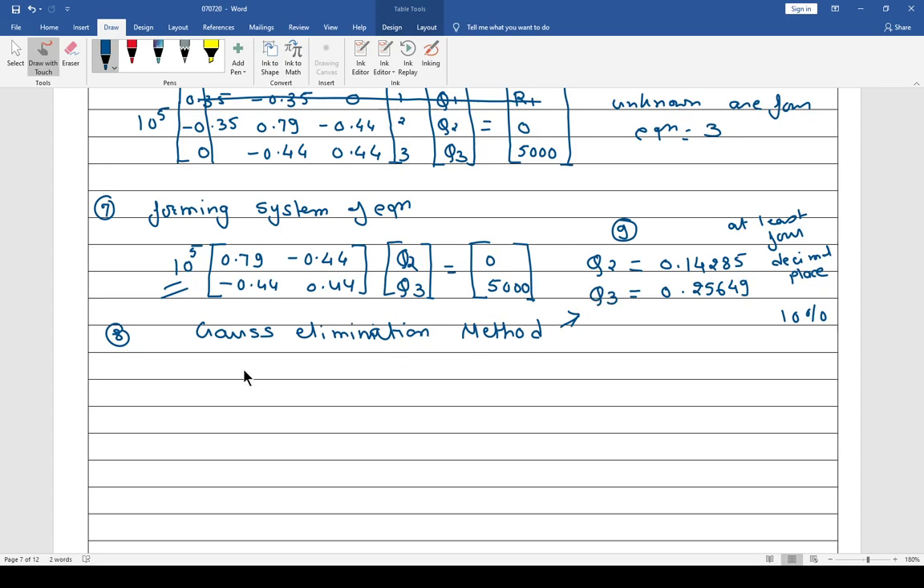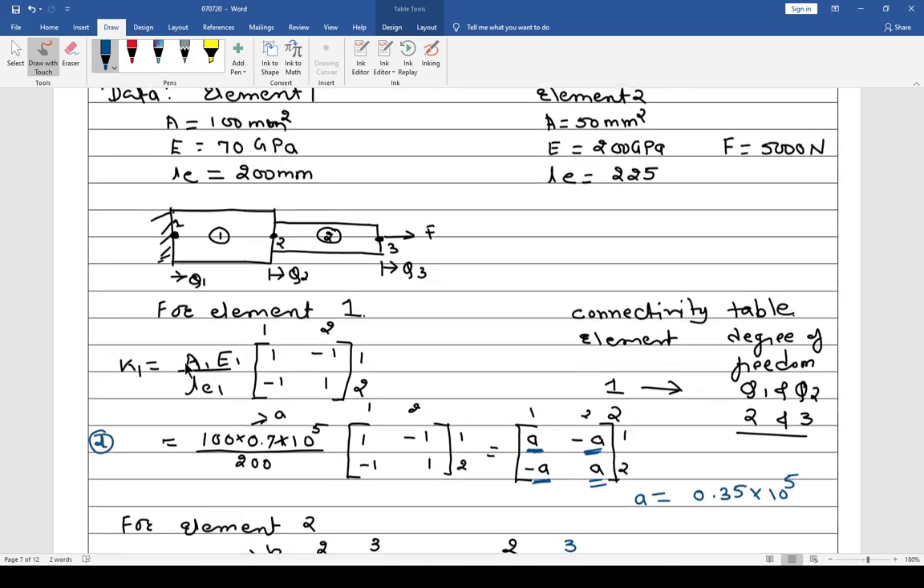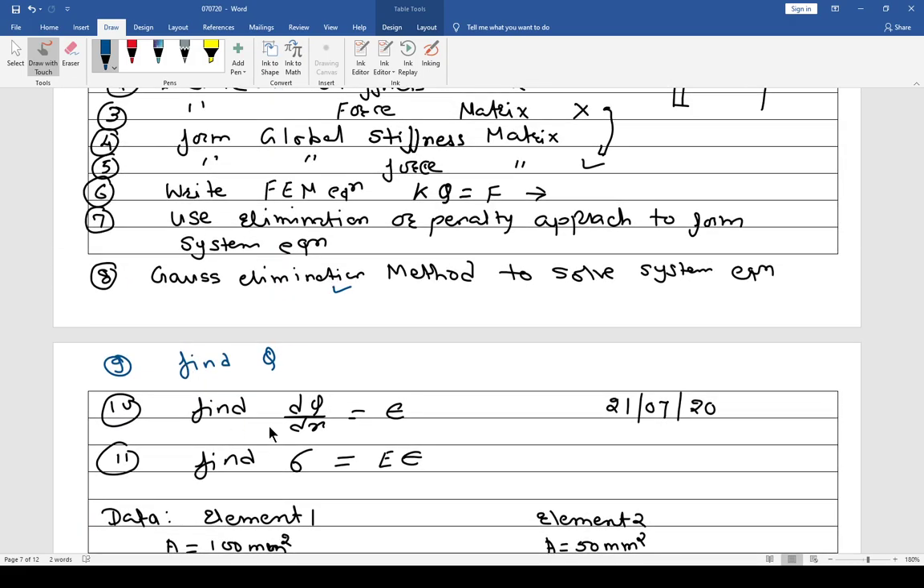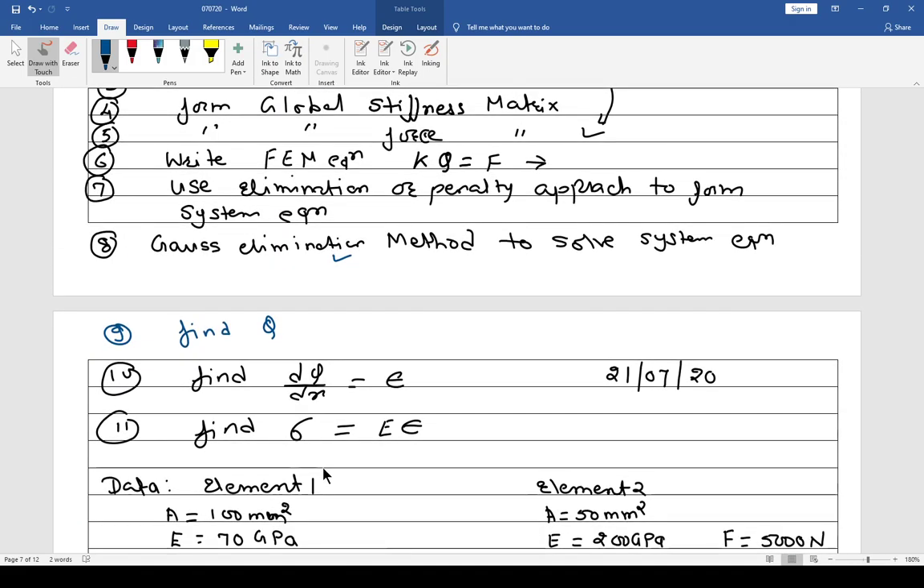So I got the 9th step, 10th step, which I maybe missed out in this case, which I'll be rewriting. Finding dq by dx. So there is one more step in between. Okay, so this could be 10, this could be 11, and this could be 12. So 10th step I write: find reaction. Okay, many times in numericals this is asked at the end.